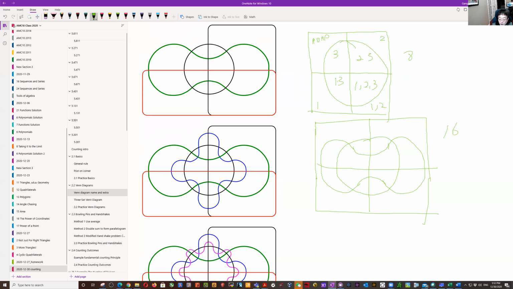Basically, I'm just trying to count the areas. So this is 1, 2, 3, 4. In each quadrant, you have 4 areas, 1, 2, 3, 4, and 1, 2, 3, 4, 1, 2, 3, 4. So this is a perfectly drawn diagram for four categories.